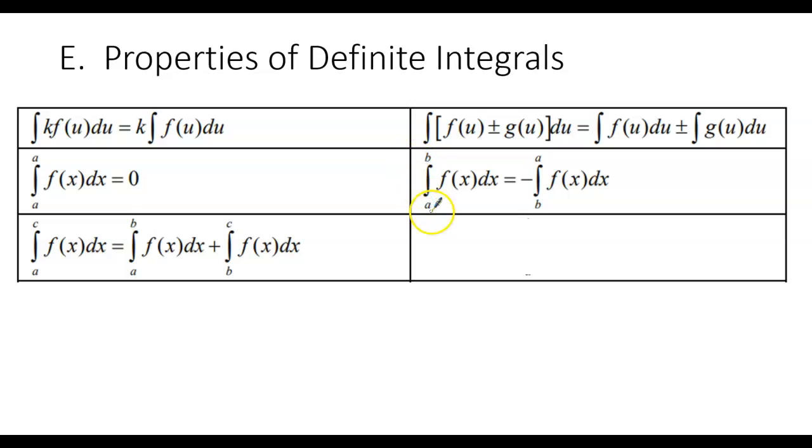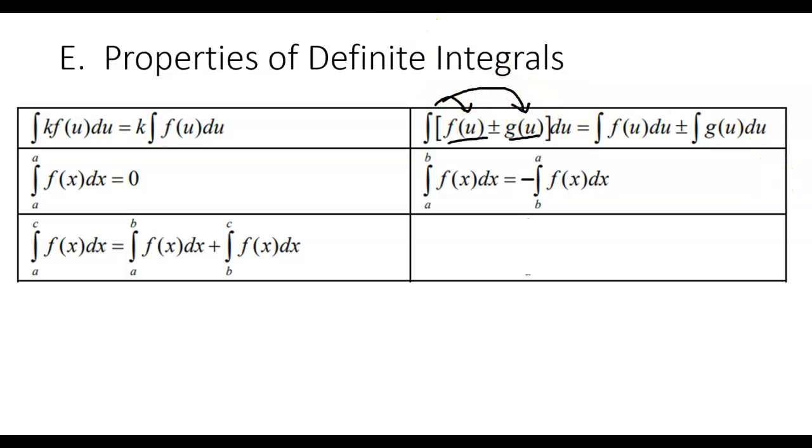And then we have this property. If you have an integral from a to b, you can reverse those limits, putting the b on the bottom and the a on the top if you put a negative in the front. Okay? Here's another one over here. If you're integrating two functions being added, basically just integrate each part separately, and that's it.